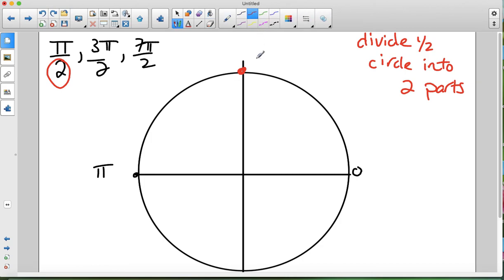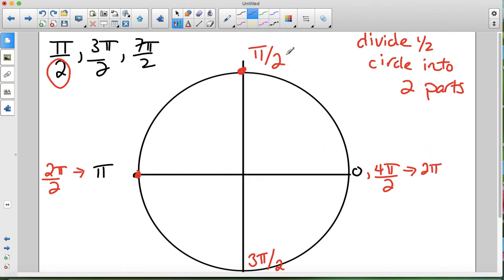So pi over 2. And if that's pi over 2, then you're going to go here, and you're going to say, well, this is then 2 pi over 2. Now, we know that if we reduce 2 over 2, it becomes 1, and that is why it's pi. But we're going to continue to label it in this fashion. So this would be 3 pi over 2. This would be 4 pi over 2. Of course, if you reduce that, that becomes 2 pi.